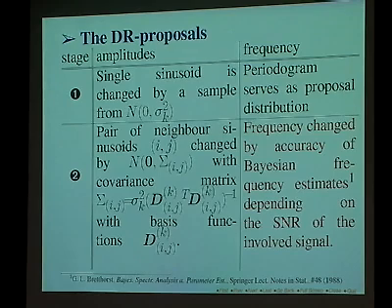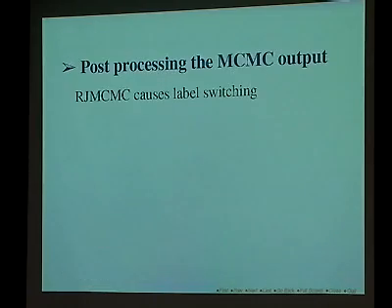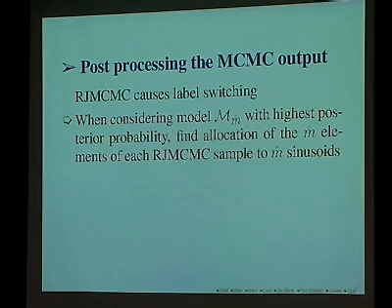The second stage for the frequency is based on this idea of Larry Bretthorst, where you estimate the variance of the frequency regarding the signal to noise ratio. And now we come to the post-processing of the MCMC output. That was the most problematic part, I would say, because when you have a reversible jump MCMC, you don't know, due to the switching and swapping or whatever, which sample actually belongs to which sinusoid, especially when you have overlap in the frequency.